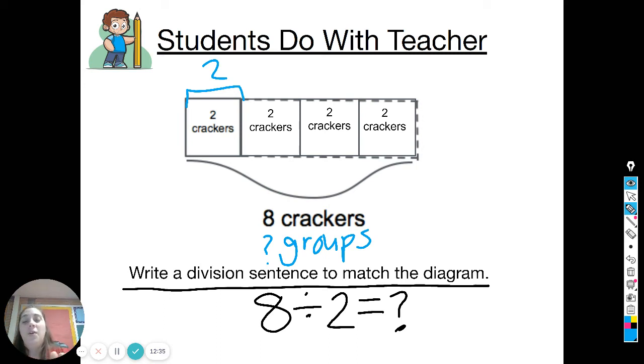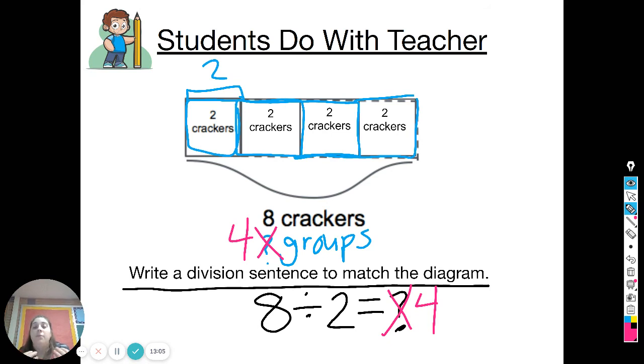Okay. What you would have done to solve this is you would have counted the groups. So we have 1 group, 2 groups, 3 groups, 4 groups, okay? So now our unknown becomes known. We have 4 groups. So 8 crackers divided into groups of 2 will equal 4 groups. So that means that if we have 8 crackers and each student gets 2, then 4 of those students will be able to have crackers.